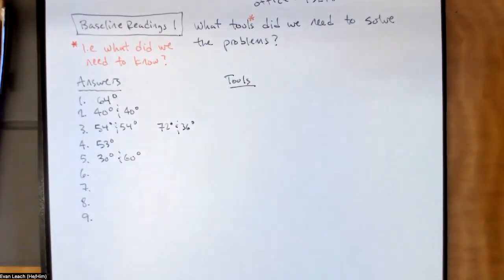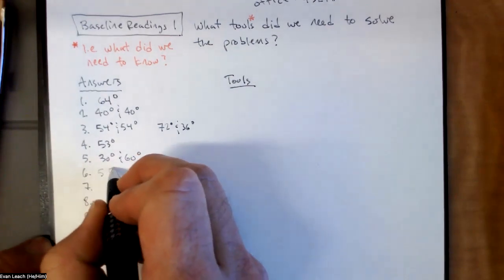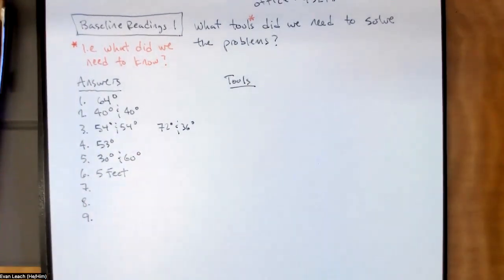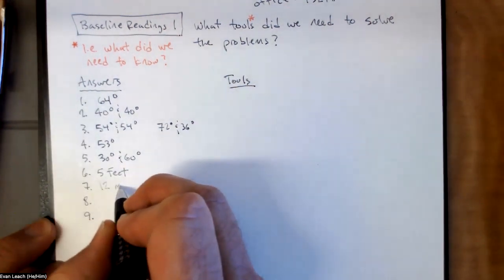Sounds good. Number 6, if the measures of the legs of a right triangle are 3 feet and 4 feet, then what is the measure of the hypotenuse? Anyone have it? 5. 5 what's? 5 feet. Because now we're measuring length, so it's going to be 5 feet because we're talking about the side of the triangle. Number 7, if the hypotenuse of a right triangle measures 13 meters and one leg measures 5 meters, then what is the measure of the other leg? 12 meters.